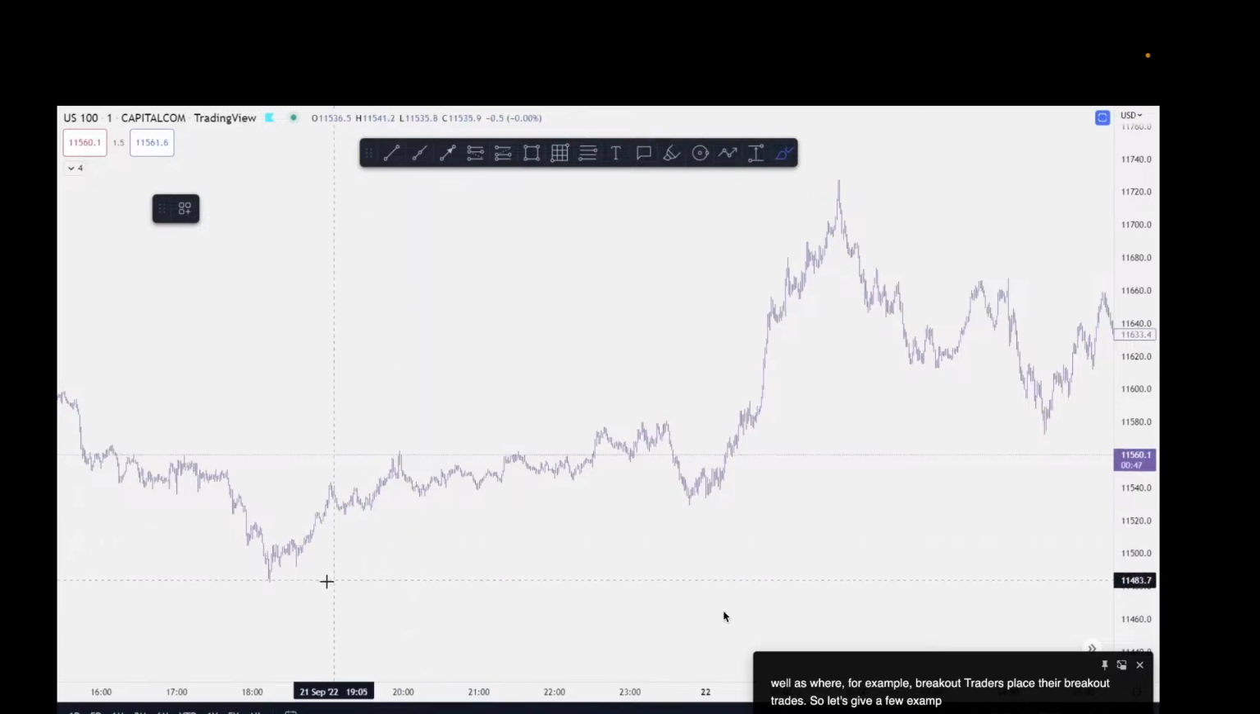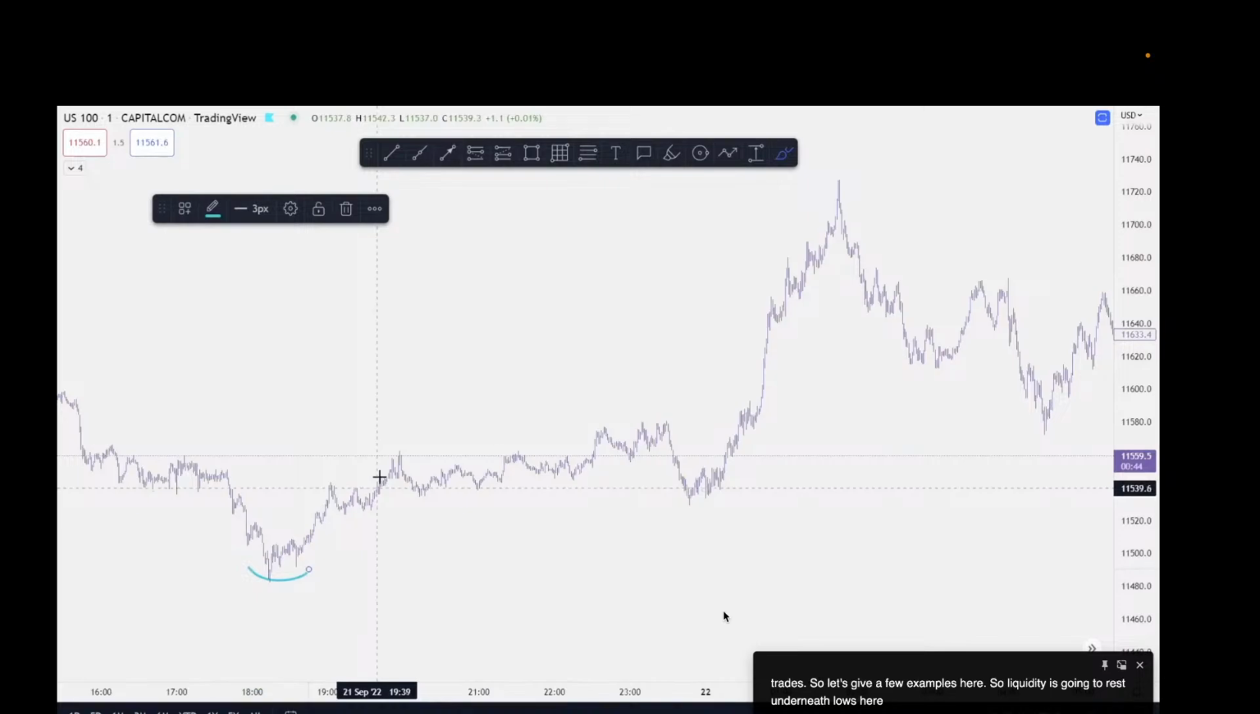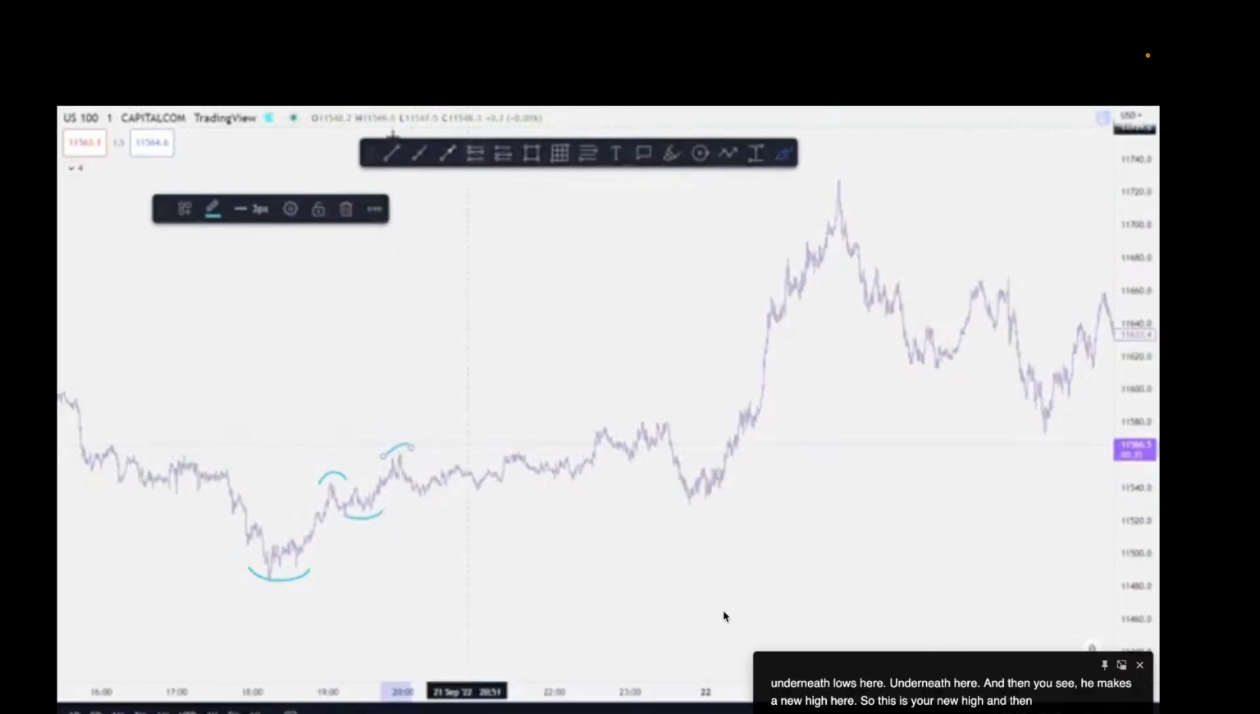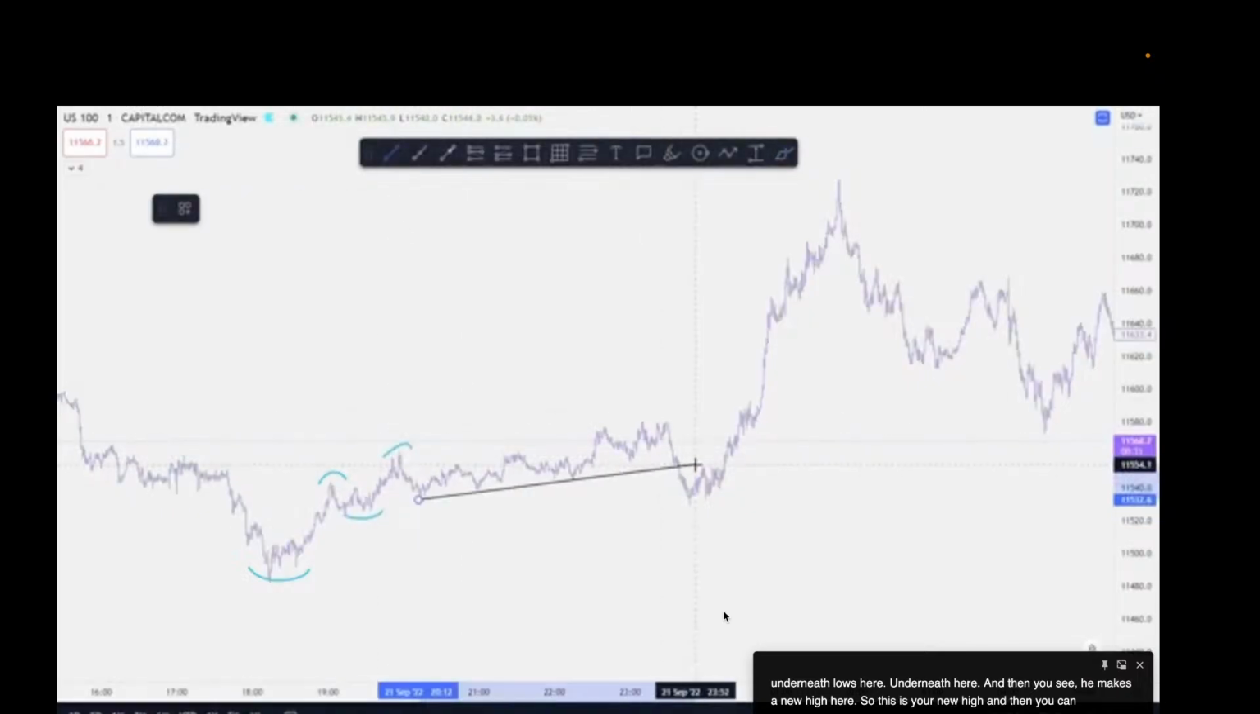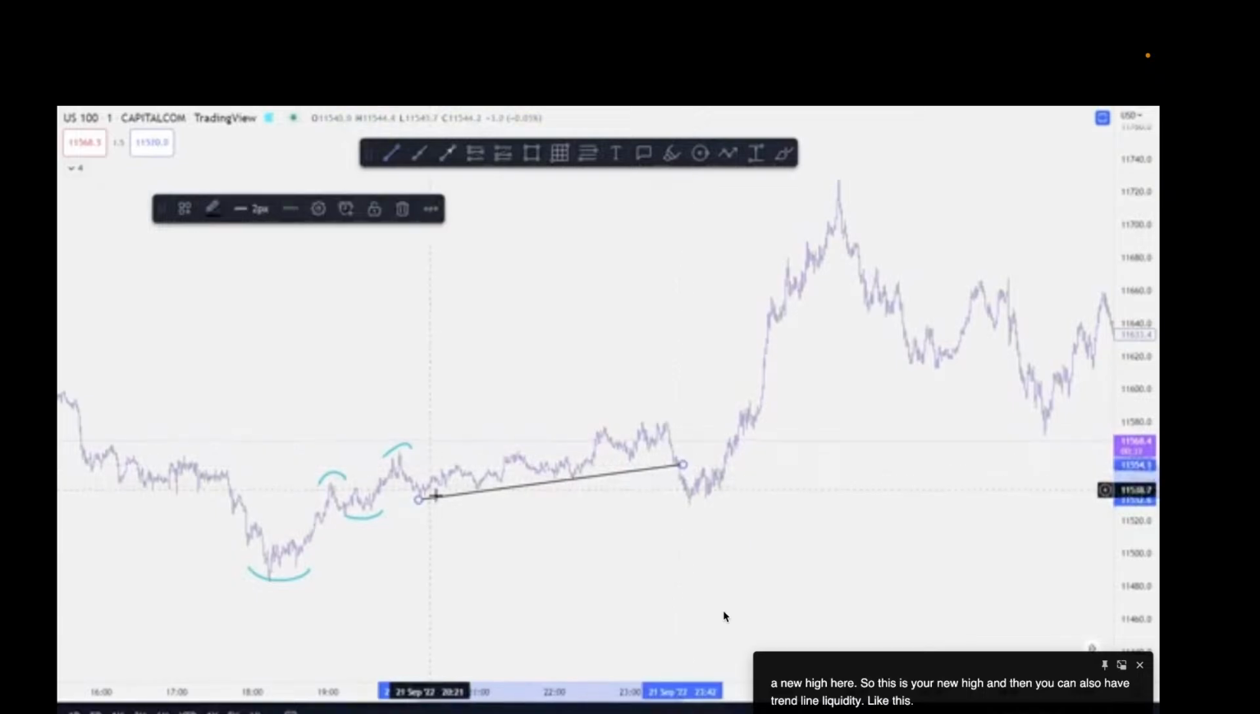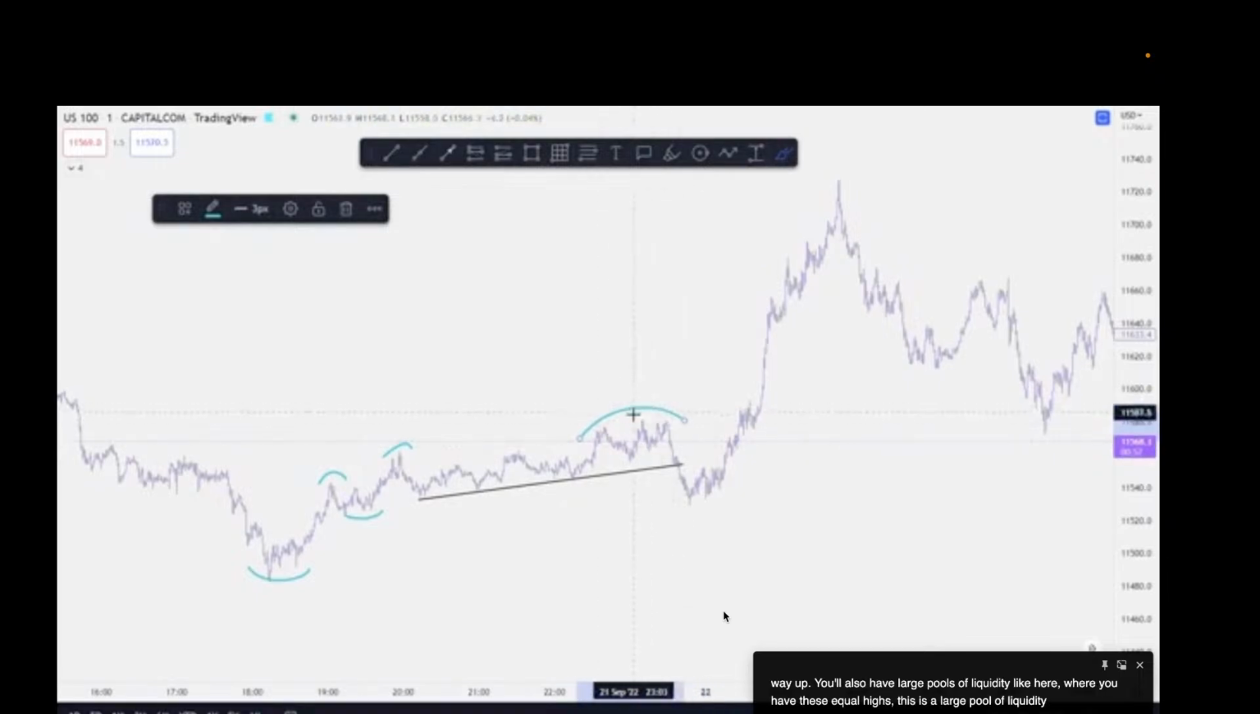So liquidity is going to rest underneath lows here, underneath here, here, and then you see it makes a new high here. So this is your new high. And then you can also have trend line liquidity like this, all of these little points here making its way up. You'll also have large pools of liquidity, like here where you have these equal highs. This is a large pool of liquidity right here.